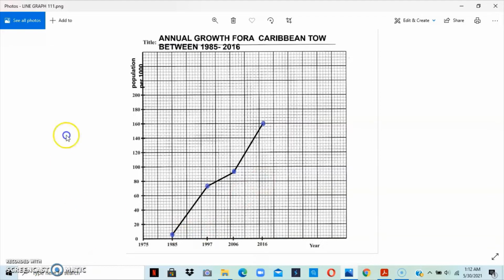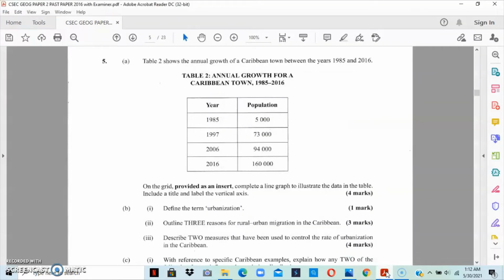After labeling it, you need to insert your title, which is annual growth for a Caribbean town between 1985 and 2006. Do it just like this and you should be awarded your 4 marks.